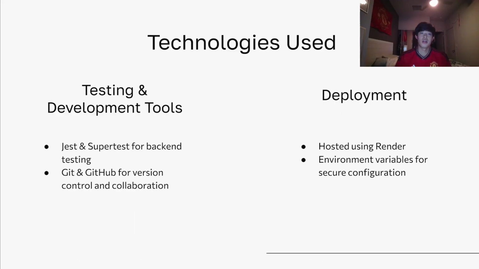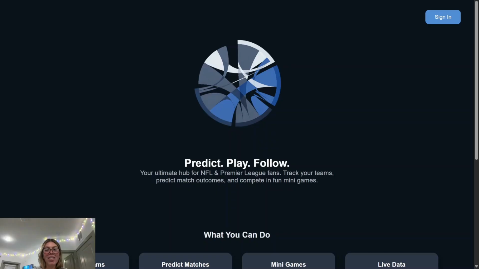For testing and development tools, we use Jest and Supertest for backend testing, and we use Git and GitHub for version control and collaboration when we work together. For deployment, we are using Render, and we are hosting it under Render with environmental variables for a secure configuration of our website.